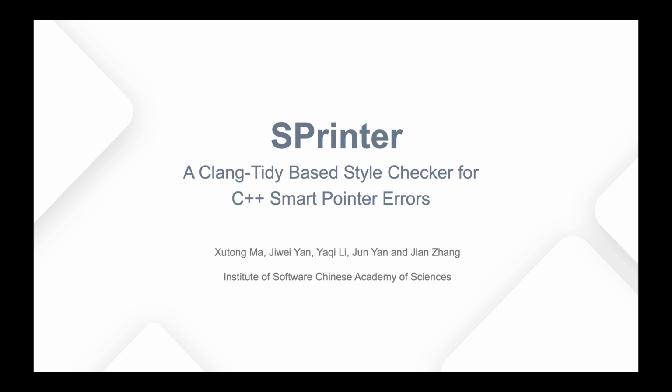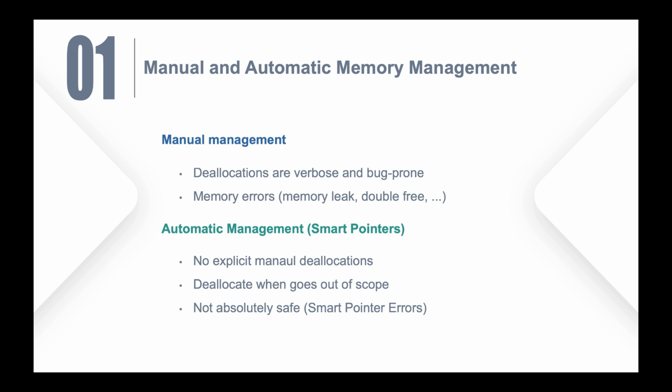Hello everyone, this video is to introduce our tool Sprinter, which is a Clang-Tidy based style checker for C++ smart pointer errors. In programming languages without garbage collection, such as C, C++, and Pascal, programmers should manually manage the memory, and these memory allocations and deallocations are always verbose and error-prone.